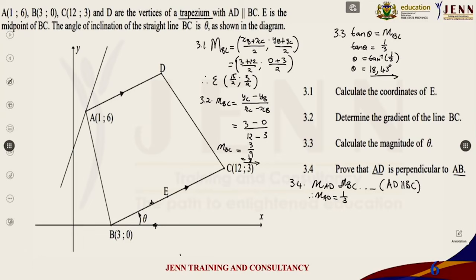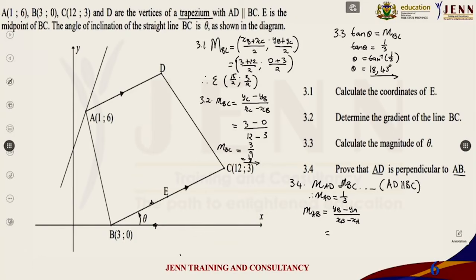Then we go and find the gradient of AB. To find the gradient of AB, do I have the x coordinate and the y coordinate of A? Yes. For point B, do I have both the x and y coordinates? Yes, I can go to my gradient formula with an open heart. The gradient of AB equals the y coordinate of B minus the y coordinate of A, divided by the x coordinate of B minus the x coordinate of A. Then I substitute now.